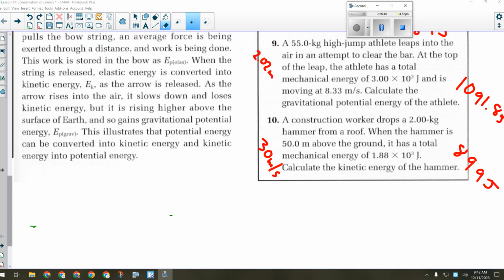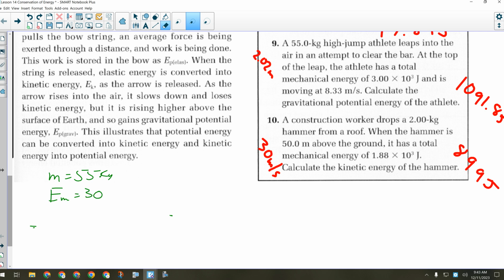So on number 9, they tell us the mass of the athlete, 55 kilograms. They tell us that they are attempting to clear the bar. At the top of the leap, the athlete has a total mechanical energy of 3,000 joules. And they are moving at 8.33 meters per second.